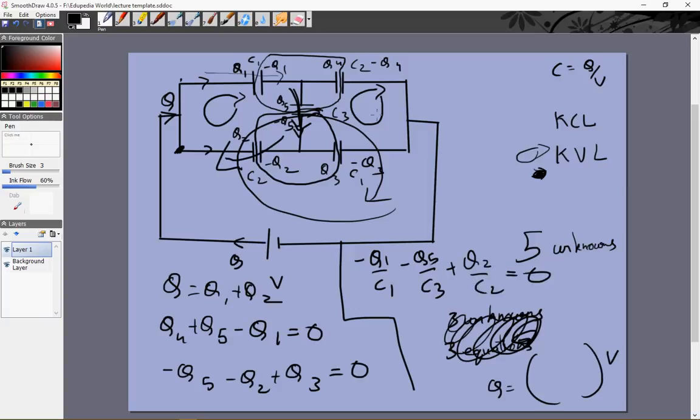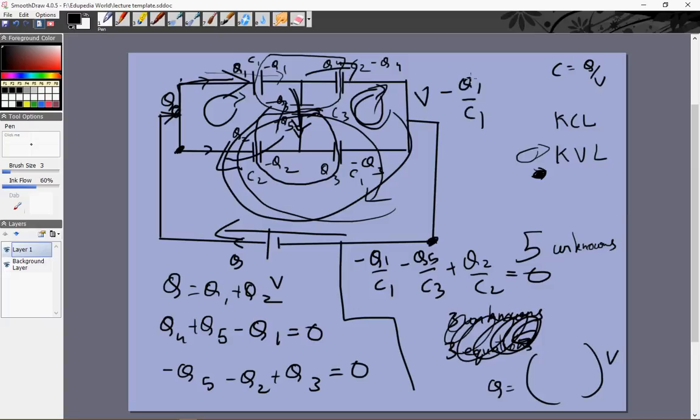Right? Similarly, we can write the loop for this, or we can write the loop for the big one. If I write it for the big one, starting from, let's say, this point, then we have a potential rise of V. So the first potential rise is V. Then we go here, it's still V. Then let's say we go through the upper arm. So then it will be minus Q1 by C1. And then it will be again a drop at this point, minus Q4 by C2 is equal to zero. Anyway, so you get the point.